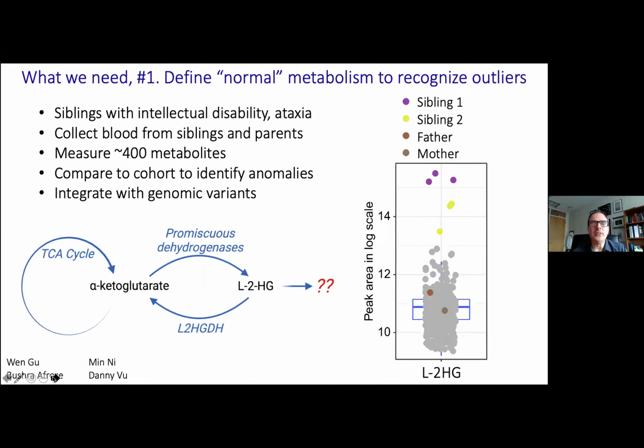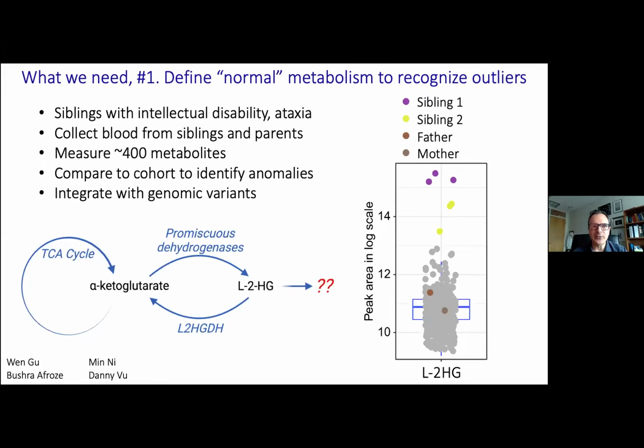And this is a known disease. It's called L2-hydroxyglutaric aciduria. It's autosomal recessive. It causes progressive neurological dysfunction. So we know the cause, but again, we don't know the specific mechanisms by which L2HG interferes with brain development, so we don't have a good way to treat the patients.